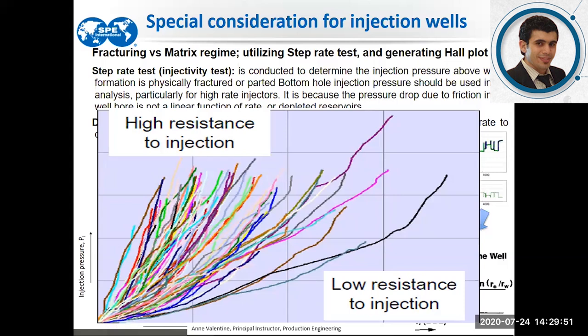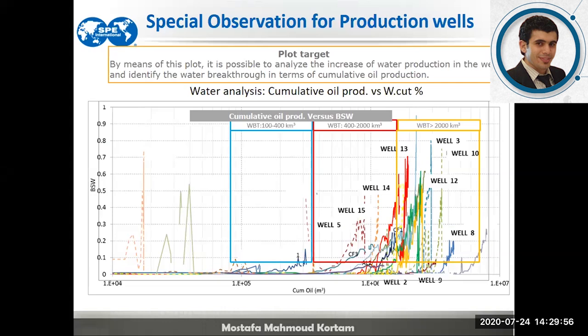Now, we just finished this consideration of the injection. Now we are moving to a special observation of the production well. It is essential for any reservoir engineer dealing with a field operating with water flooding and a secondary driving mechanism to have a comparable chart and a comparison platform with which you can estimate the performance of water injection and the performance of individual wells.